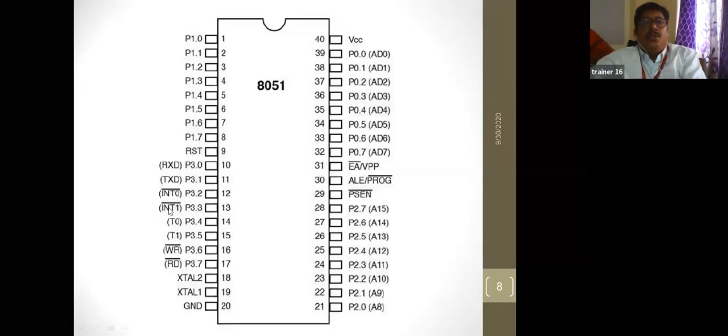And INT0, INT1, T0 and T1 are the timers. These are the two timers, right? Timers and counters, RD, WR, and these are all the inputs, right? And P0, and supply, VCC supply. Here XTAL1 and XTAL2 are there. These are connected to the oscillator clock circuit.